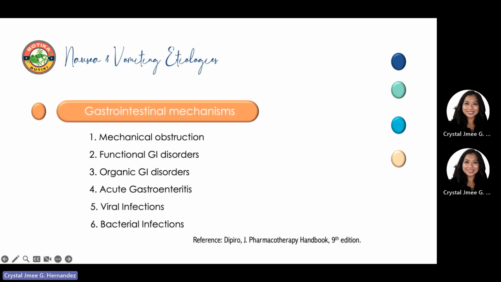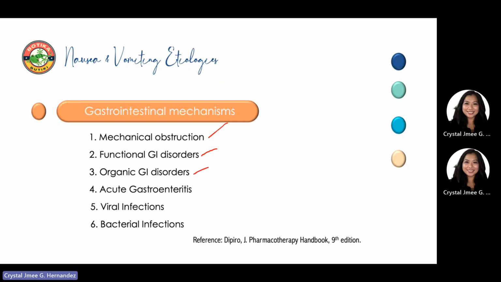Now, there are several etiologies concerning nausea and vomiting. First is gastrointestinal mechanism. Among the list, we have mechanical obstruction, meaning to say that there is a blockade or something is blocking the bowel. It can either be adhesions, hernias, bowel ischemia, necrosis, or perforation. When we see functional GI disorders or FGID, these are the disorders that are chronic in nature and have symptoms that include abdominal pain, dysphagia, dyspepsia, diarrhea or constipation, and even bloating.